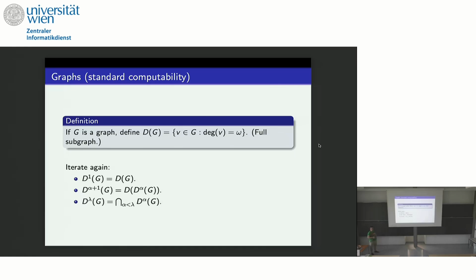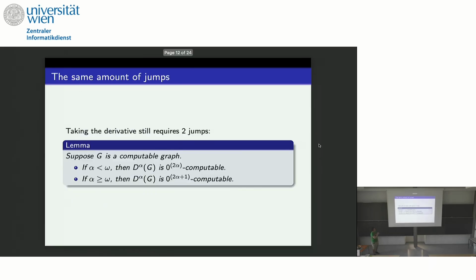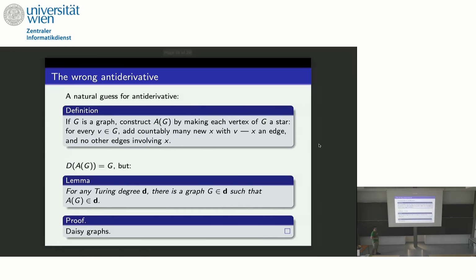Again, it's the same iteration. This is how you do successor steps, and at limit steps, you take intersections. And it still requires the same complexity to compute the derivative. It takes 2 jumps to compute the derivative, and at limit stages, this extra plus 1 shows up and sticks around because it takes 2 jumps to compute the next derivative. Okay, how about an antiderivative?